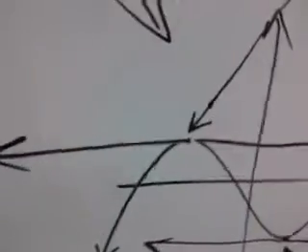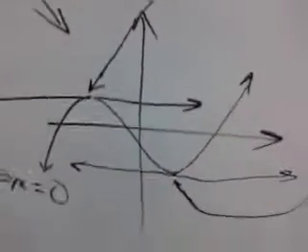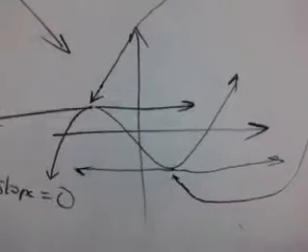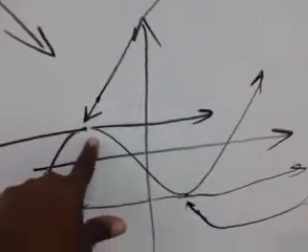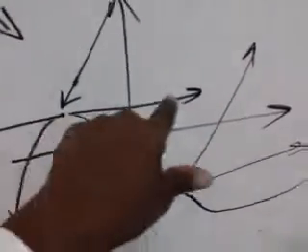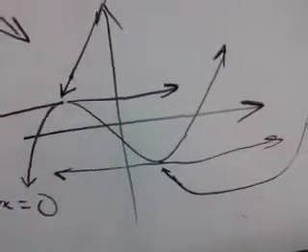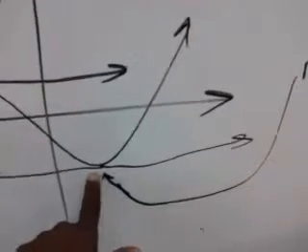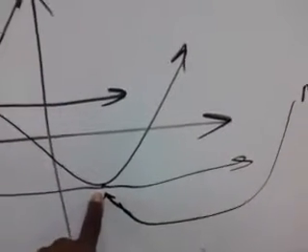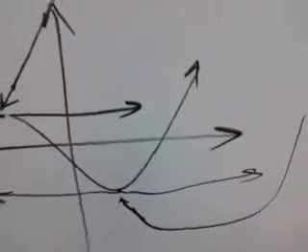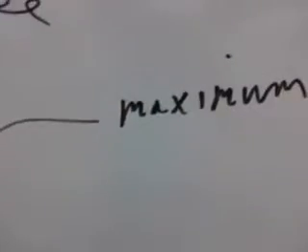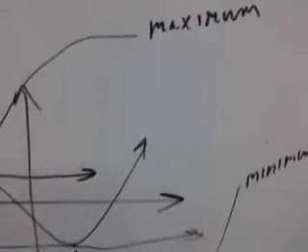Here we have a function, and we see the maximum and the minimum points. At this point here, this is a maximum point. The slope of the tangent line is zero. It's a horizontal line, and you know the slope of a horizontal line is zero. At this point here, this is a minimum point, and the slope of the tangent line here is also zero. So at minimum and maximum points, the slope of the tangent line is zero in each case.